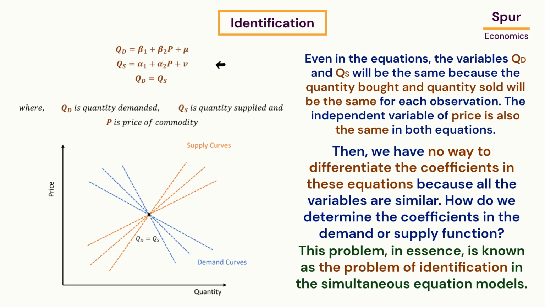Even in the equations, the variables QD and QS will be the same because the quantity bought and quantity sold will be the same for each observation. The independent variable of price is also the same in both equations. Then, we have no way to differentiate the coefficients in these equations because all the variables are similar. How do we determine the coefficients in the demand or supply function? This problem, in essence, is known as the problem of identification in the simultaneous equation models.